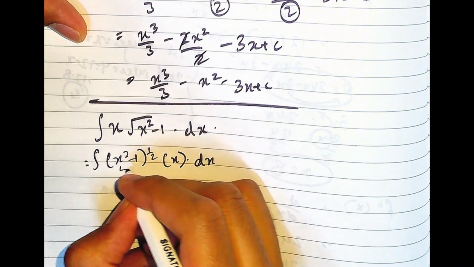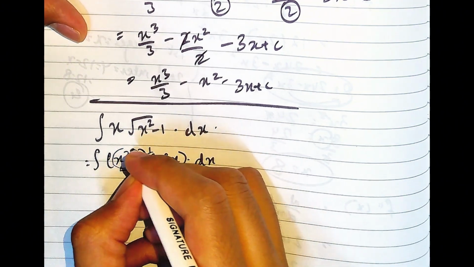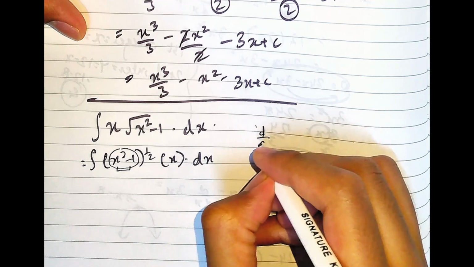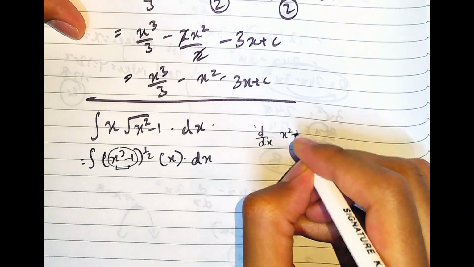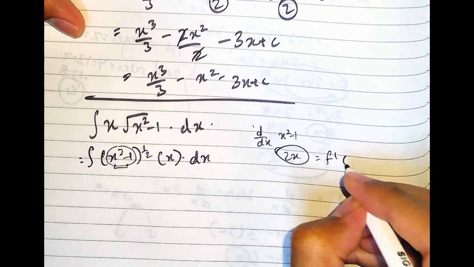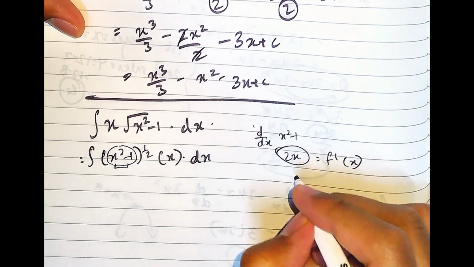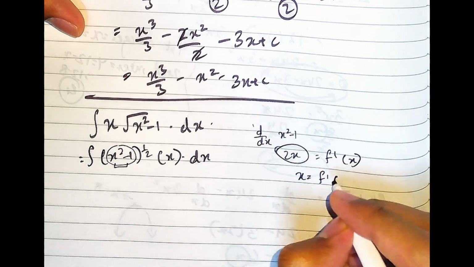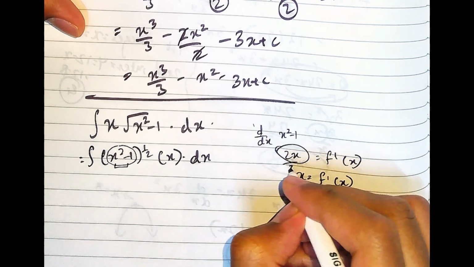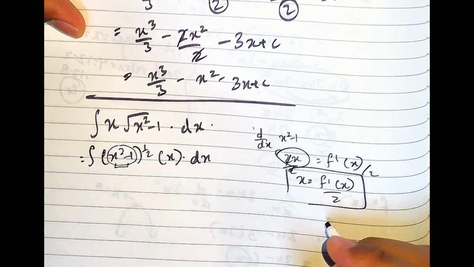What is the derivative of x squared minus 1? Now I am specifically focusing on this factor right over here, x squared minus 1. The derivative of x squared minus 1 will be 2x, right? Which is equal to f prime of x. Now what if I solve for the value of x? It will be f prime of x divided by 2, because 2 will be divided on both sides, 2 will be cancelled from here, and x will be left as f prime of x divided by 2.